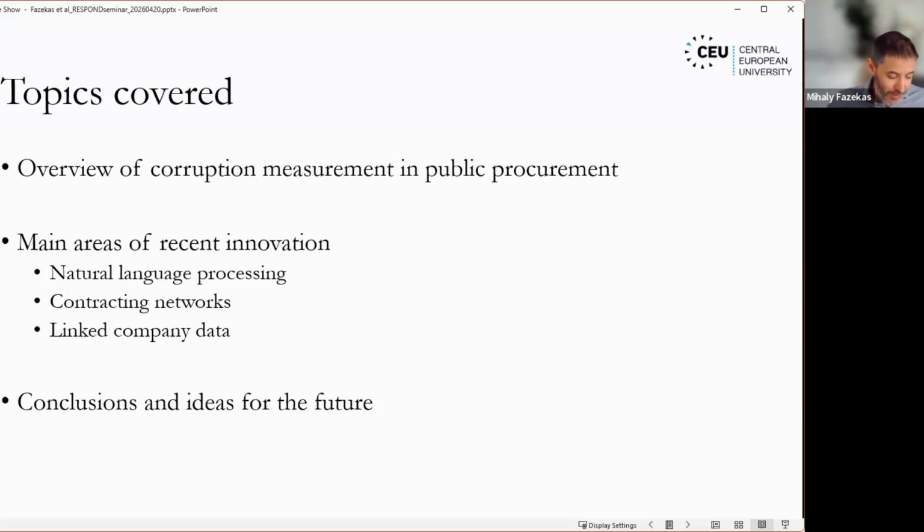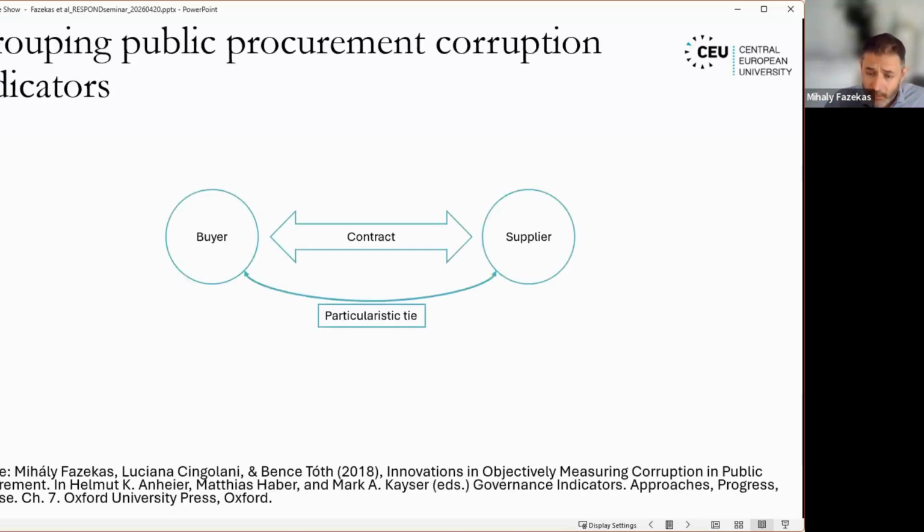field is heading. This has been my bread and butter, measuring corruption and working with various corruption risk indicators in public procurement for the last 10-15 years. So I might not see some recent trends. So I'm very happy again to hear what you think is missing or where this field is heading.